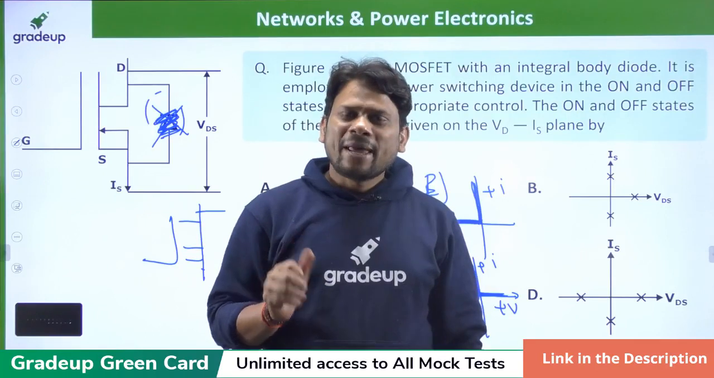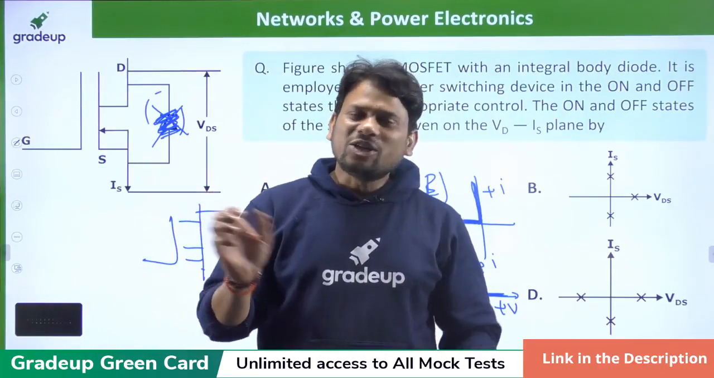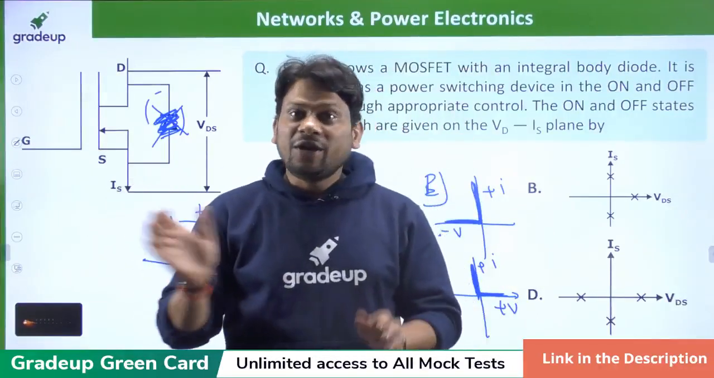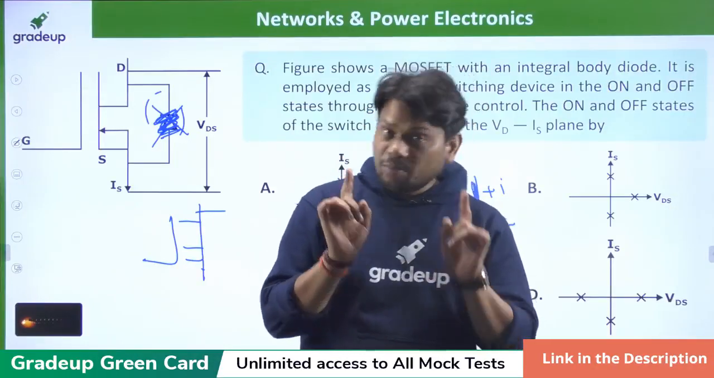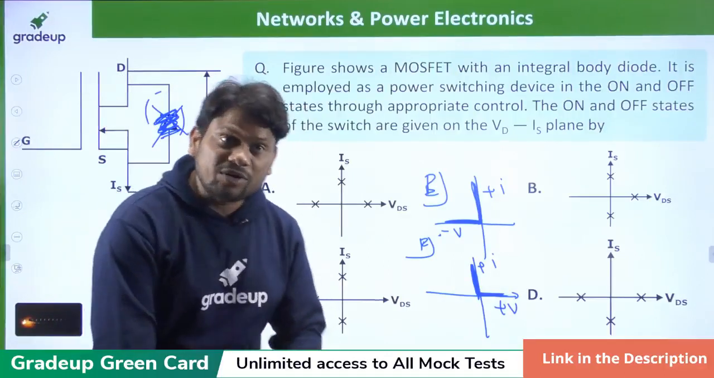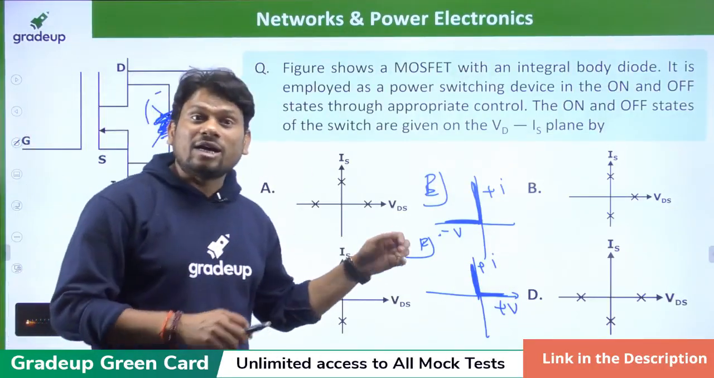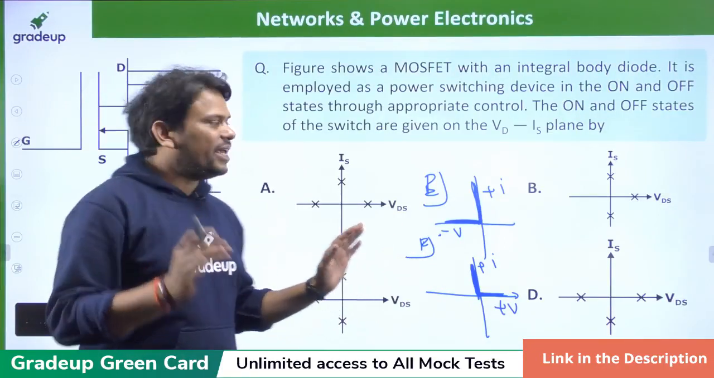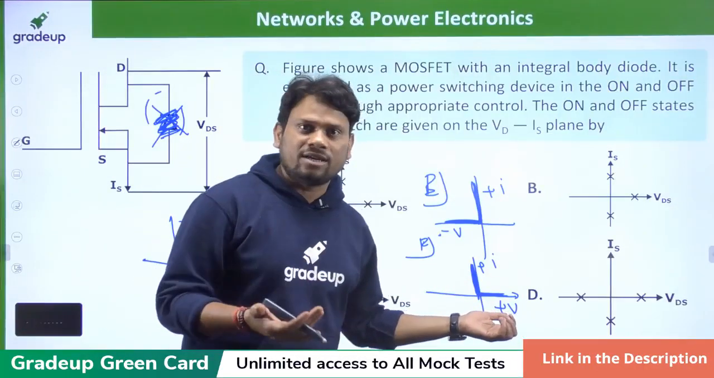MOSFET has an inherent body diode. So there is no difference if that diode is given or not given. In both cases, the answer will be the same. Just keep in mind, in both cases the answer will be the same. And due to the body diode, sometimes they represent that body diode externally, sometimes they will not show it. So please mind it, in any case, the characteristics of that MOSFET will not change, in power electronics especially.